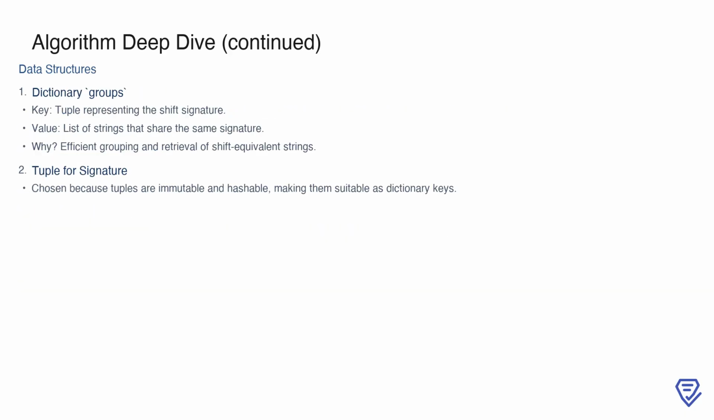The data structures used in this algorithm are chosen for efficiency and clarity. The groups dictionary is the central structure, where the keys are tuples representing the shift signatures and the values are lists of strings that share the same signature. This organization allows for efficient grouping and retrieval. Tuples are used for signatures because they are immutable and hashable, making them ideal for use as dictionary keys. These choices ensure that the algorithm remains both performant and easy to implement.